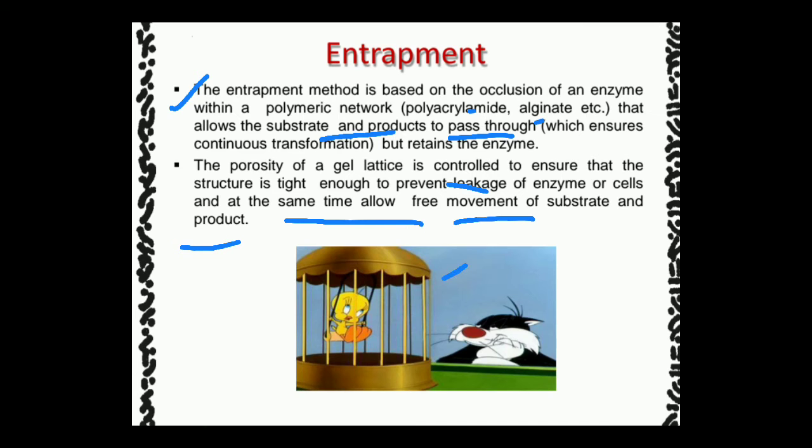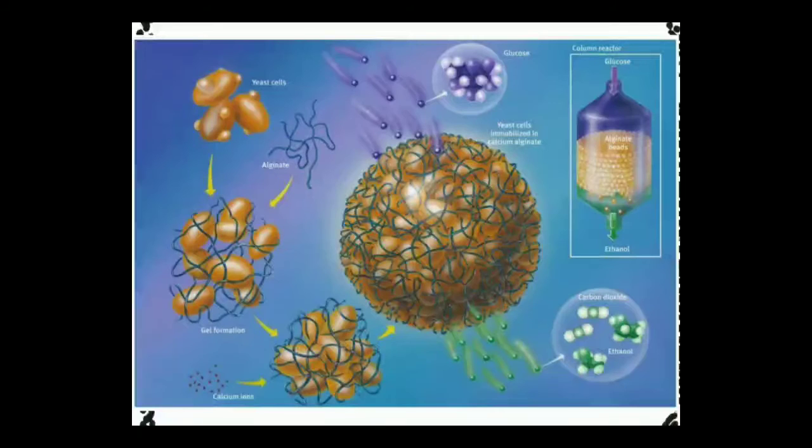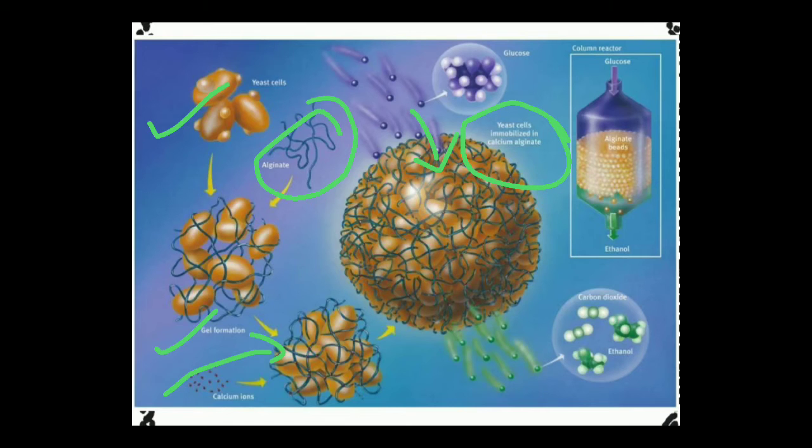See, this is the example. This is the enzyme which is entrapped inside a latex, and this is the product which has come out. This is a diagrammatic representation of the entrapment procedure. This is the yeast cell and the gel forming material is alginate. So, gel formation takes place, and inclusion of calcium ions results in the formation of yeast cells immobilized in calcium alginate. We give an extra amount of glucose to this, and carbon dioxide and ethanol are given out from the process.